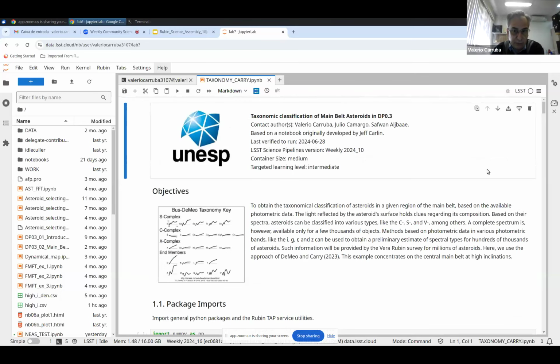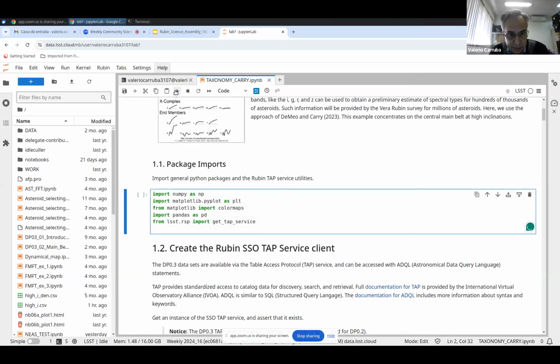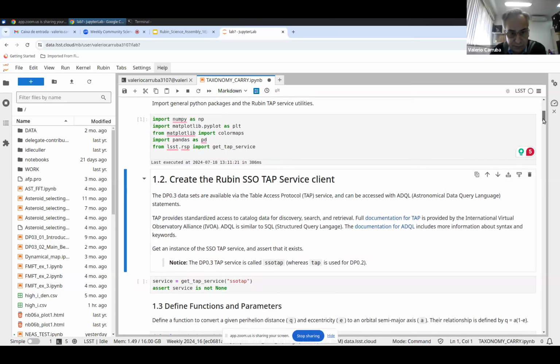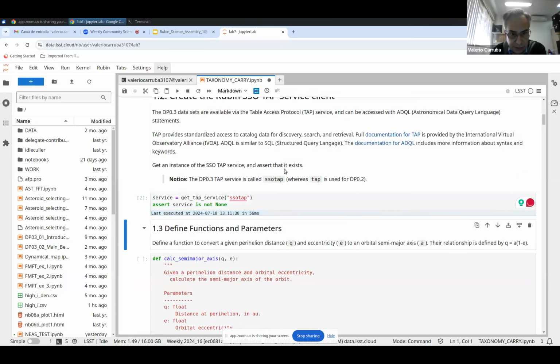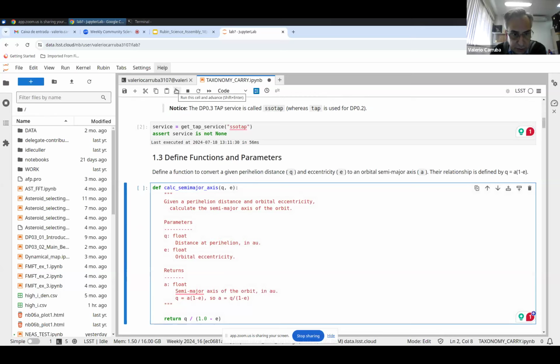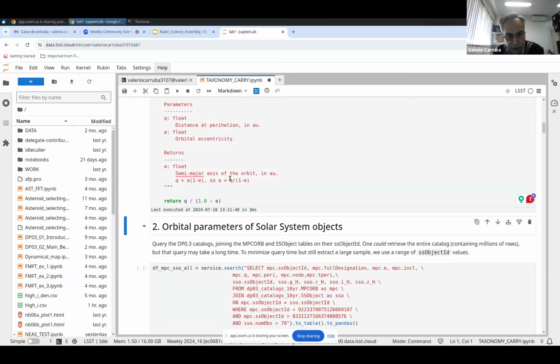So this is work that I've been doing in collaboration with Giulio Camargo and Safwan Aljbaae. And the notebook is based on original work developed by Jeff Carlin. So the first step is to import the customary Python packages and assert the DP0.3 TAP service. Also, the data that is available in DP0.3 does not include the semimajor axis, so there is a standard routine to transform pericenter information and eccentricity into semimajor axis based on the formula a = q / (1 - e). So these are just preliminary setup.